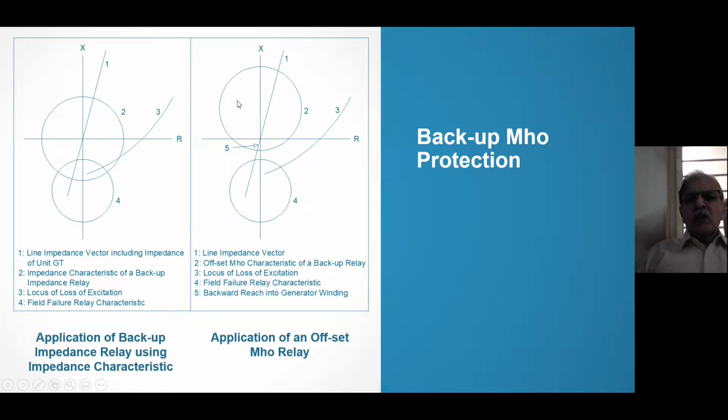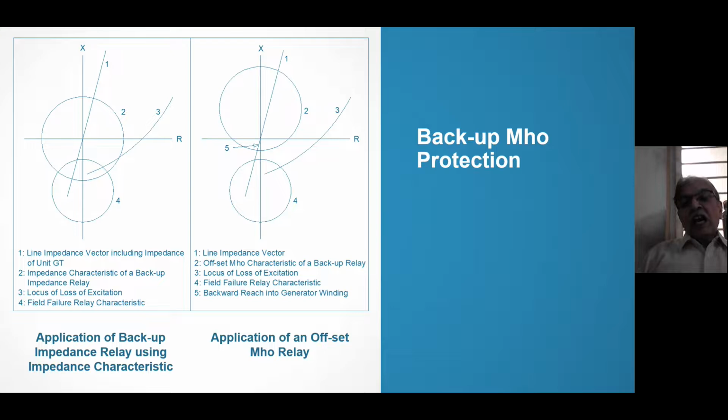Offset is useful because, since it is provided at the generator terminal, some 25% of the generator winding it will also cover. So that way offset is useful. And another thing shown is that this backup mode relay and the field failure relay are not intersecting. If you use a backup impedance relay, then they will intersect, and due to field failure, the backup mode will operate, which is wrong. So the correct choice is backup mode and not backup impedance.